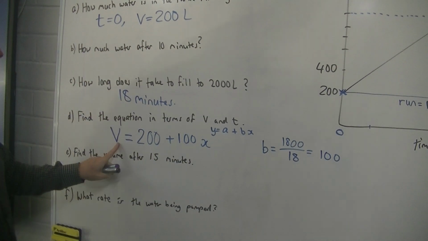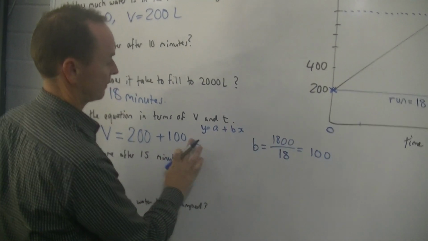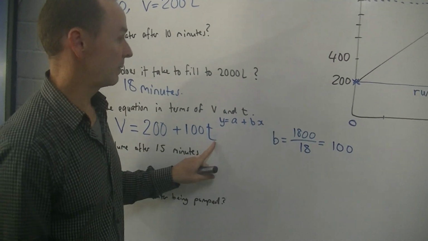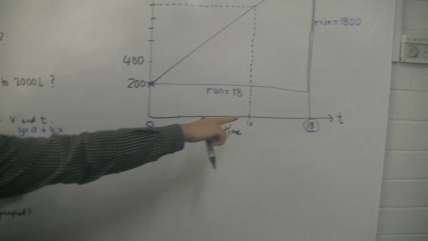So there's our formula. It's not x. Nearly made another mistake. That was silly, wasn't it? We use t. Normally we use x, but in this case, the x-axis is t. So we put in a t there.